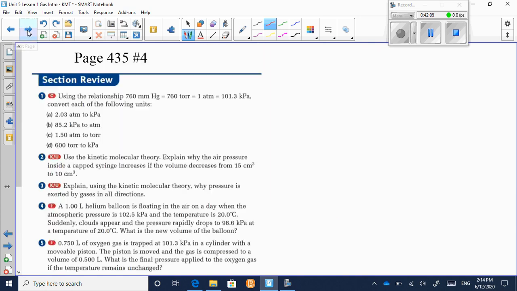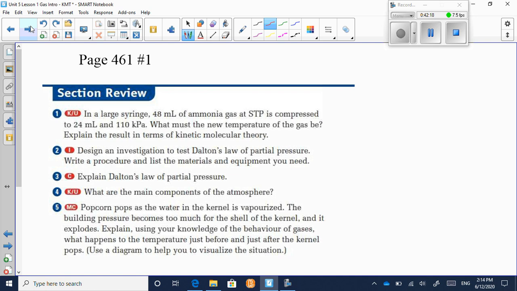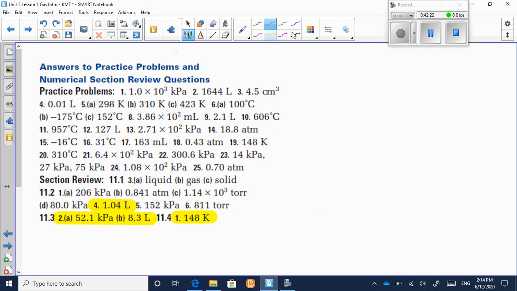Okay, so I've got some questions here for you to try. I would like you to try this one, page 435, number 4, page 451, number 2, and 461, number 1. It's just some applications of those, and there's the answers given right there. Good luck, and let me know if you have any questions about the gas laws.